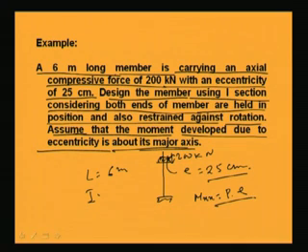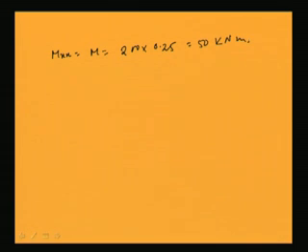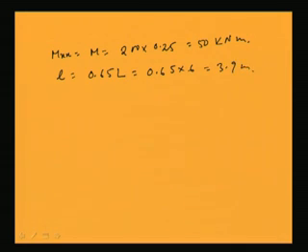So, we have to find out accordingly. What we will do? MXX, say M, this is a uniaxial case. We can find out P into E, that is 200 into 25 centimeters means 0.25 meter, that is coming 50 kilonewton meter, and effective length L will become 0.65 L because of this condition of the end. So, 0.65 into 6, this is becoming 3.9 meter.